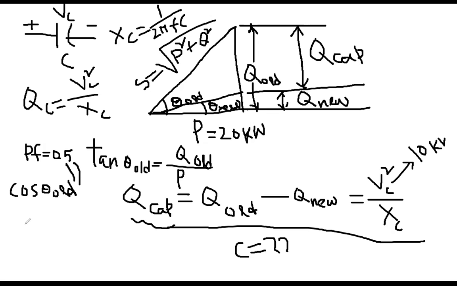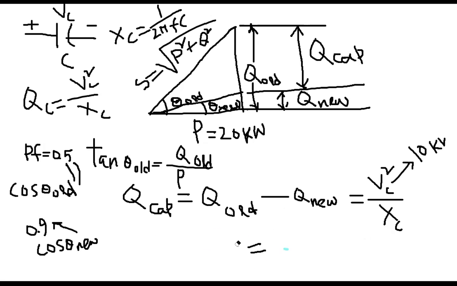And then what is the new power factor? The new power factor is 0.9. This means your cos theta new is this number, 0.9. This means with respect to this small triangle, the new triangle, this angle is theta new, that you are getting from here. Then similarly, you write down another term. So let me clean up this thing. You write down this thing.